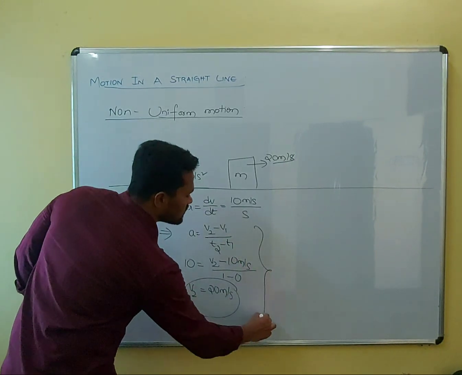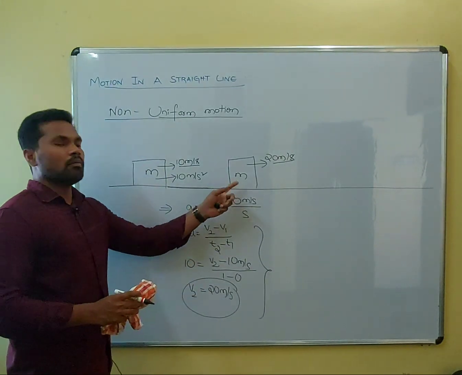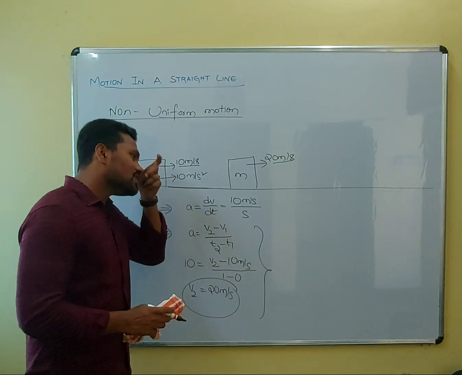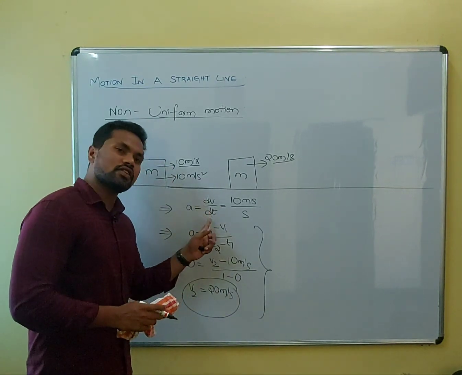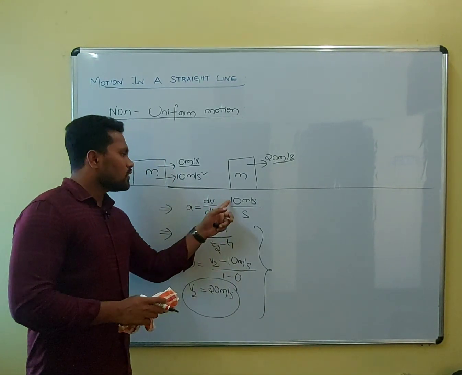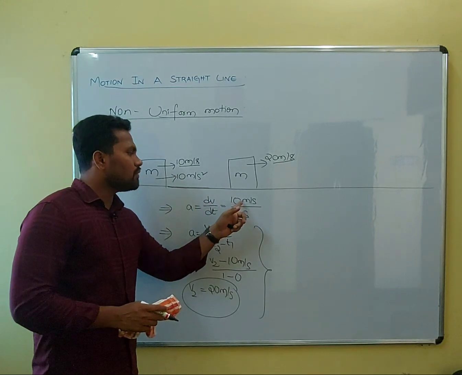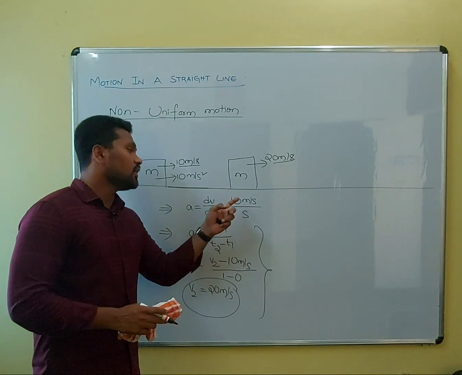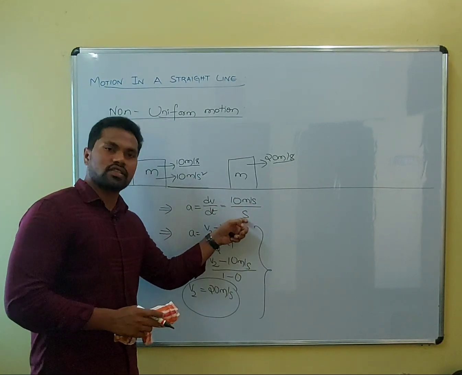Without knowing these steps, I am answering by the definition of acceleration. What's the actual definition of acceleration? Acceleration is defined as change in velocity by change in time. This acceleration I am writing like 10 meter per second by second. That means velocity changes by 10 meter per second for every 1 second.